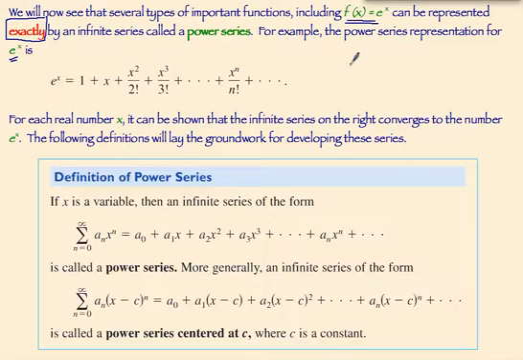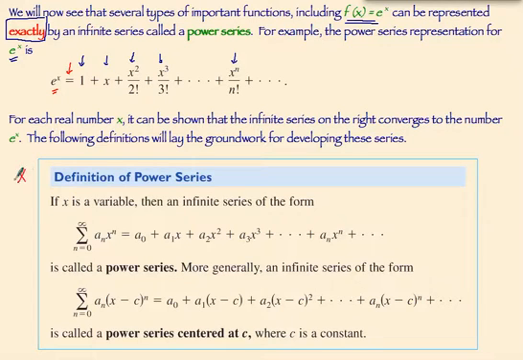For example, the power series representation for e to the x is, here's your expansion, your a sub 0 term, your a sub 1 term, your second degree term, third degree term, etc. And then here's the nth degree term, x to the n over n factorial, but it has plus dot dot dot because, of course, it keeps going to infinity. Notice here, equals, not approximately equals, e to the x. That function, with all of its strange mystery, is equal to this polynomial function. That's crazy. For each real number x, it can be shown that the infinite series on the right converges to the number e to the x for x equals 1, 2, 3, etc. The following definitions will lay the groundwork for developing these series.